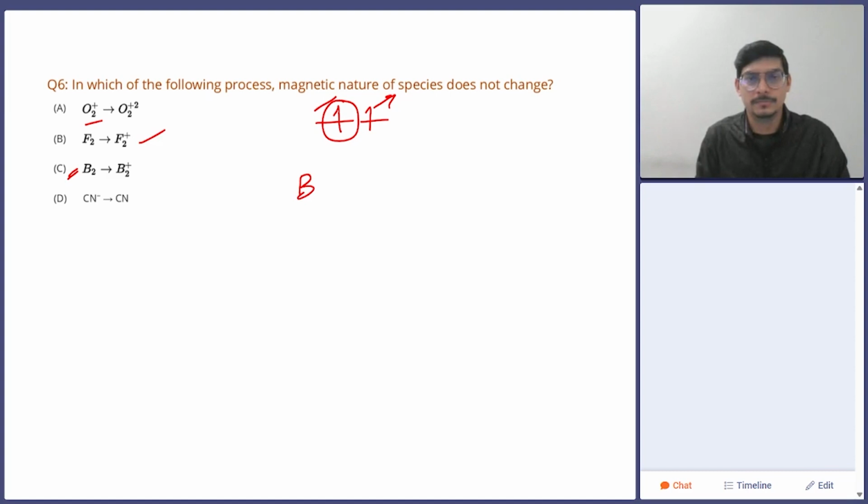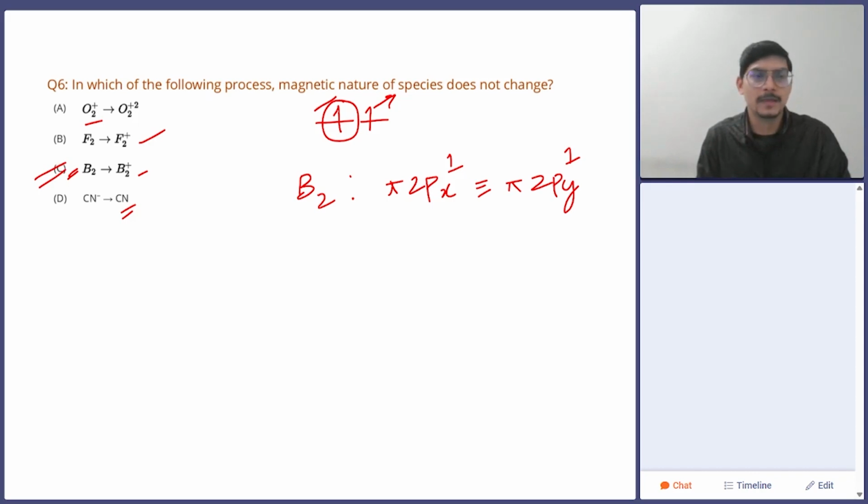As far as B2 is concerned, this is sigma 1s2, sigma star 1s2, sigma 2s2, sigma star 2s2, and there is 2s-2p mixing here, right? Non-crossing rule. So we have pi 2px and pi 2py, if we are taking z to be the internuclear axis, and there are 2 electrons here. So B2 is paramagnetic because of 2 unpaired electrons, and B2+ means we remove 1, leaving behind 1 unpaired electron. That means the magnetic nature remains the same, paramagnetic, although there is a change in the value of the magnetic moment. So the correct answer is C. In the case of cyanide, again, there is an odd number of electrons, so definitely there is paramagnetism.